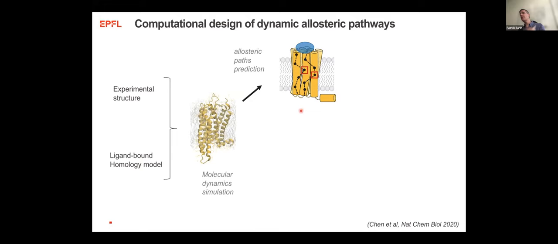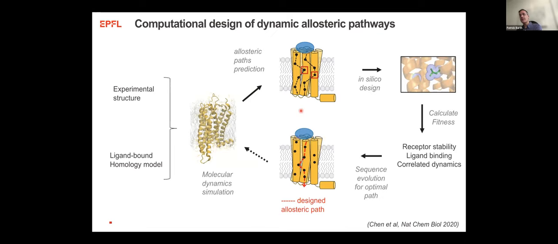Then, when we have identified putative allosteric sites, we go through the design step. We can select amino acid combinations at these different sites that will modify the way these allosteric residues are coupled with each other. We calculate the effects of these mutations on receptor stability, ligand binding, and also correlated dynamics, which is a proxy in our calculation for allosteric coupling. Then we can evolve the sequence of the receptors for particular optimal properties. It can be a new rewiring, with two different sides of the binding site being coupled together, or it can be just enhancing the allosteric coupling of the system, etc.